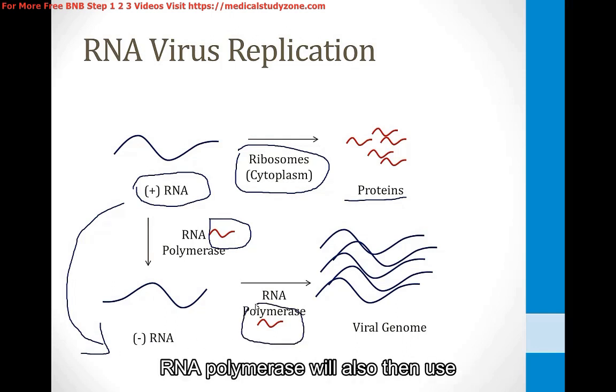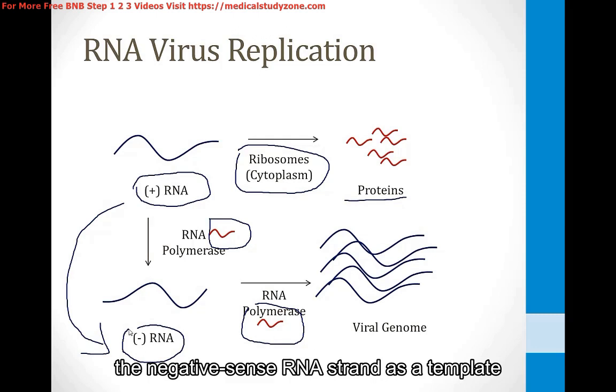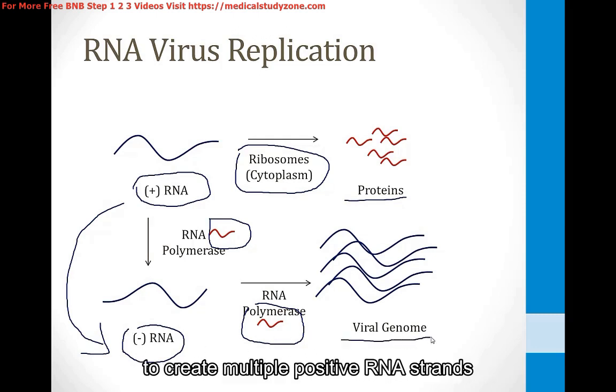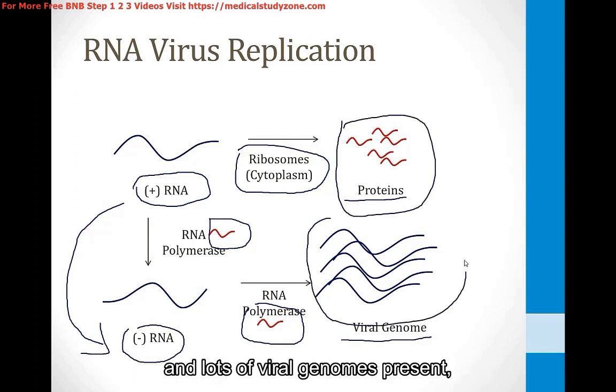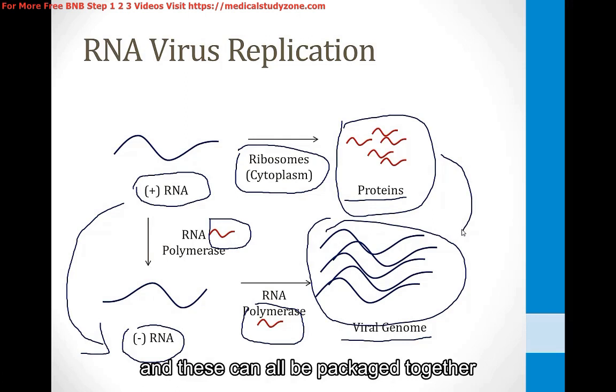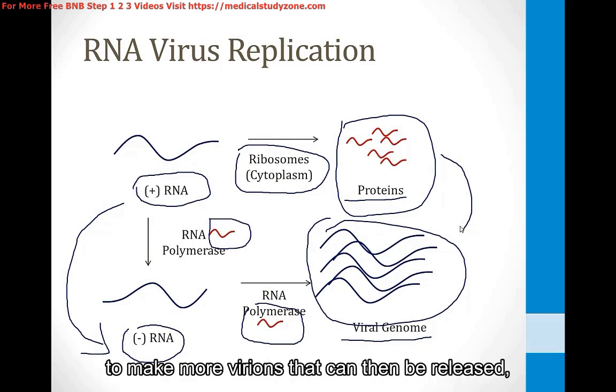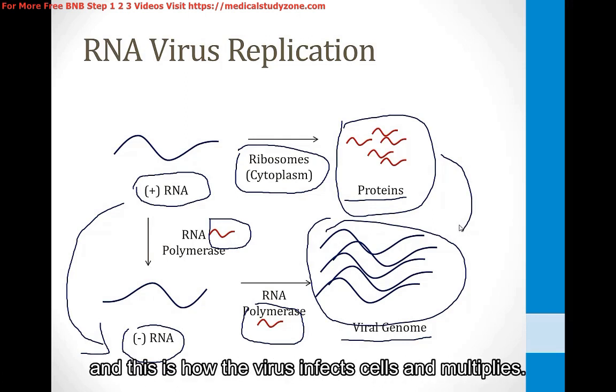RNA polymerase will also then use the negative sense RNA strand as a template to create multiple positive RNA strands that are the viral genome. Now you've got lots of viral proteins present and lots of viral genomes present, and these can all be packaged together to make more virions that can then be released, and this is how the virus infects cells and multiplies.